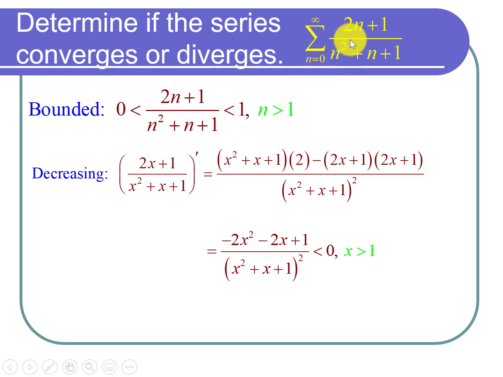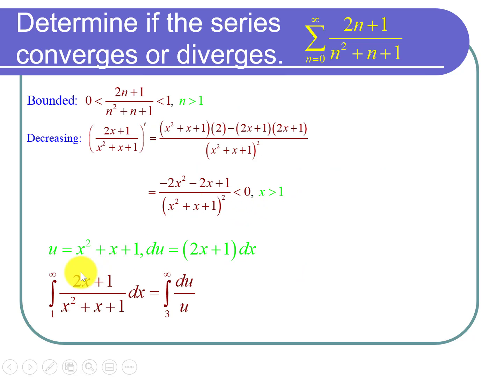So now let's integrate. I'm going to call it x instead of n because we're more familiar with that. And I'm going to take the integral from 1 to infinity. I can choose any number here. I'm going to choose 1 because it's easier. It's the infinity that matters. Of (2x plus 1) over (x squared plus x plus 1), I can use u substitution. Let u equal the denominator, x squared plus x plus 1. Then du is (2x plus 1) dx. And notice that we have (2x plus 1) dx right here. So this integral becomes du over u.